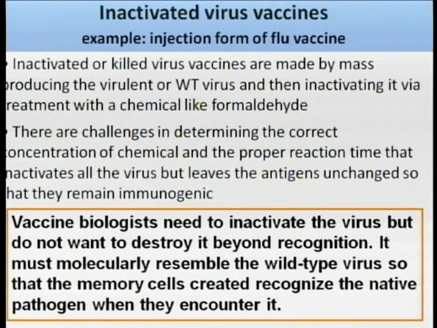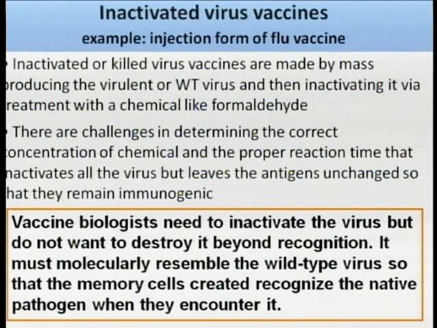Okay? Of course, there are challenges in determining correct concentrations of chemicals and making sure that you inactivate it completely, but this is something that is dealt with by research and design and through safety trials has been deemed effective. Okay, so vaccine biologists, you need to inactivate the virus, but you don't want to destroy it beyond recognition. So if you treat it with a chemical to kill it, you want to make sure that it still resembles the wild-type virus so that if the immune system comes upon this after seeing the vaccine and building memory, those memory cells, when they come upon the wild-type version, if you were exposed to flu, would recognize and remember and call into play that memory response. Okay, so you want to make sure you don't destroy it beyond recognition.